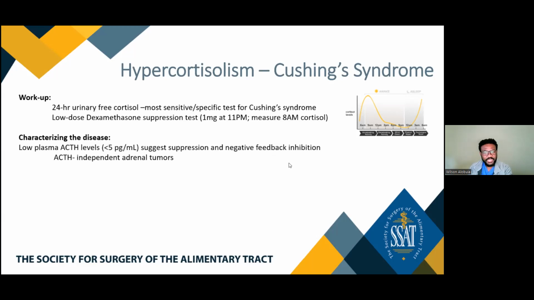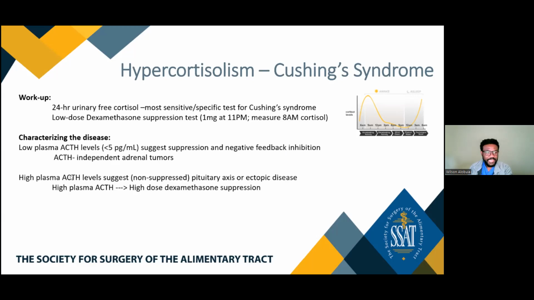So there's a few ways to try to figure that out. If you do a stress dose or low-dose dexamethasone suppression test, and you have low plasma ACTH levels in the morning, then that means that they did adequately suppress. And so that tells you that this is probably a tumor in the adrenal gland that responded to that steroid stress test. If you do have pretty high ACTH levels, even despite the suppression test at 11 p.m., then that tells you that the cortisol is coming from someplace else outside of the adrenal gland. So that's when you start looking for other causes.